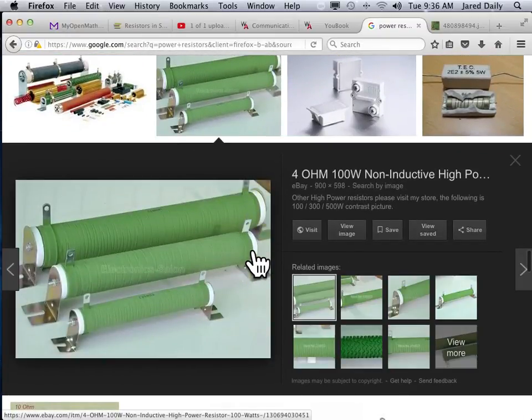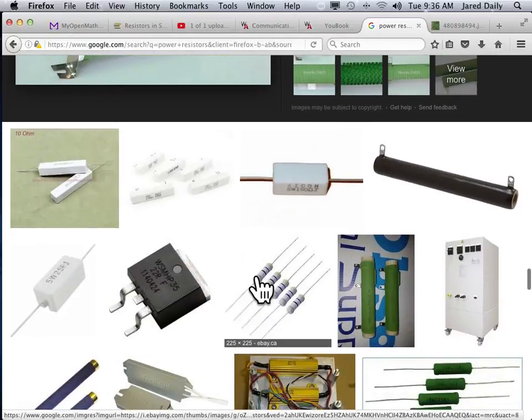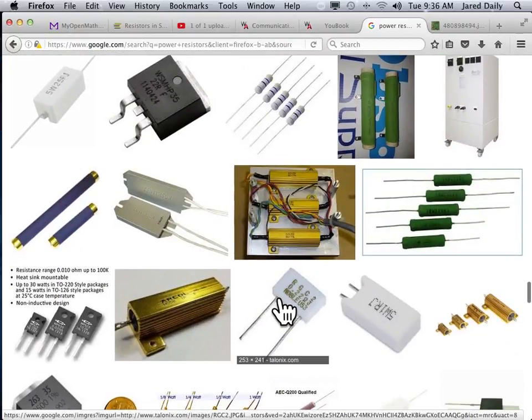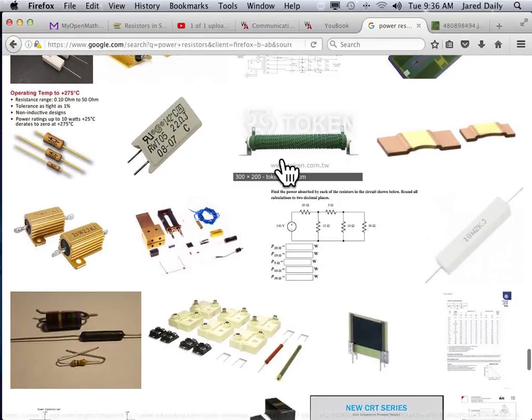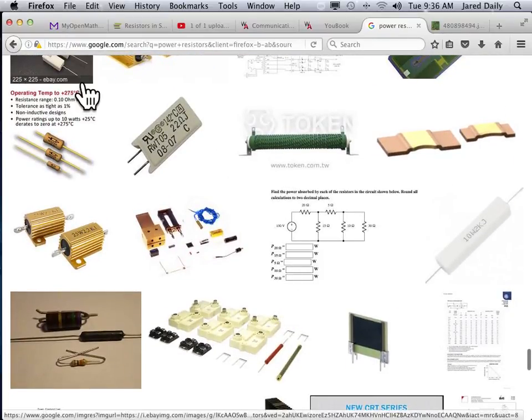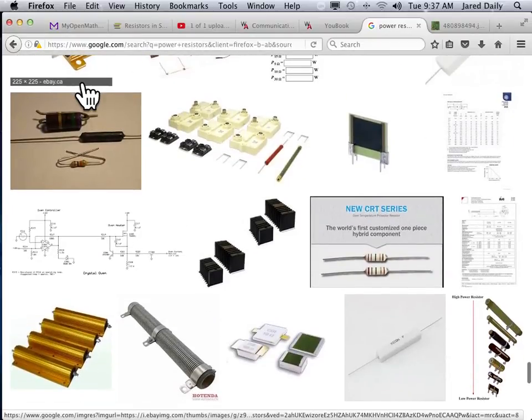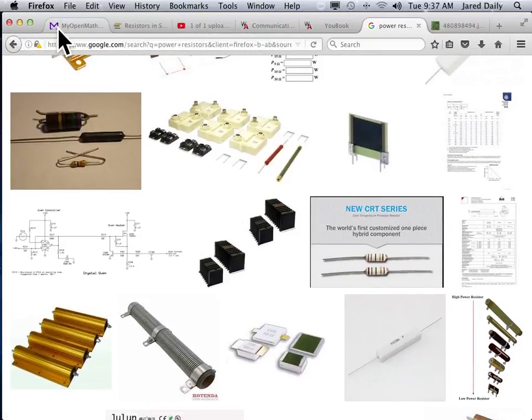I've got some of these. This is essentially just a long wire wrapped around and around a tube, with a connector on each end. And that's another type of power resistor. Just so many different kinds of resistors out there. Resistors are used in everything. They're just the most common, simple, and very important electrical component.